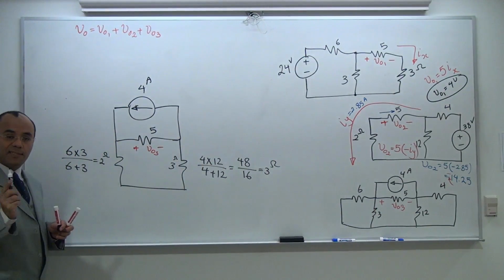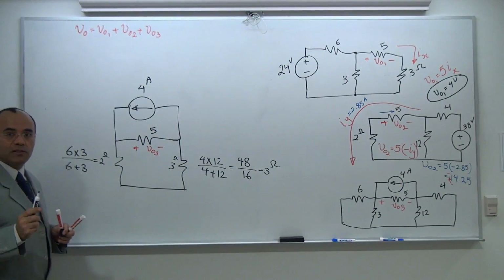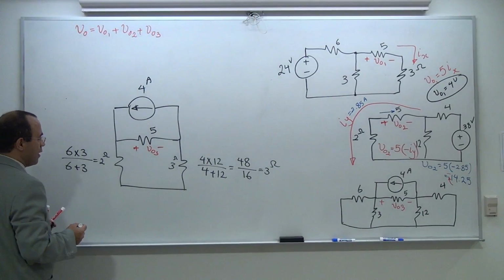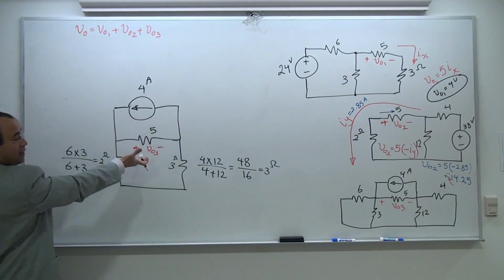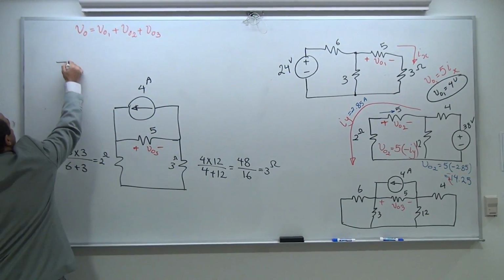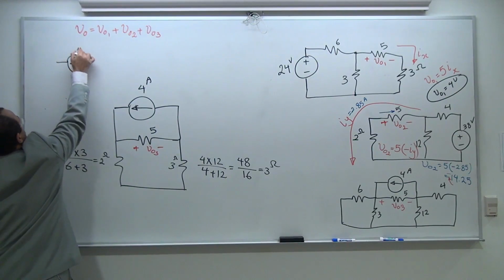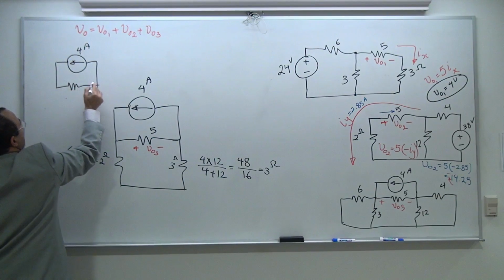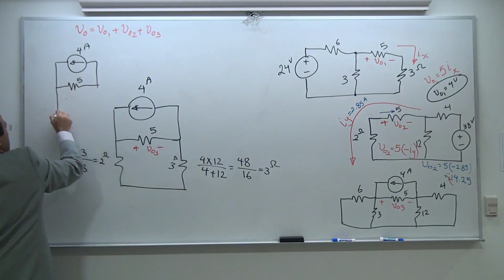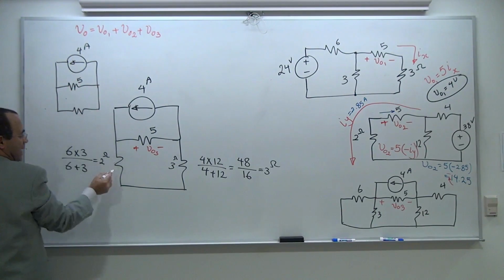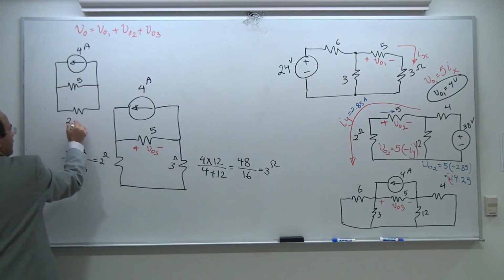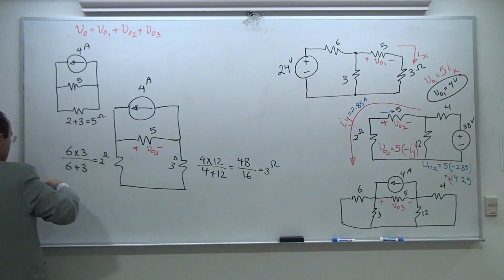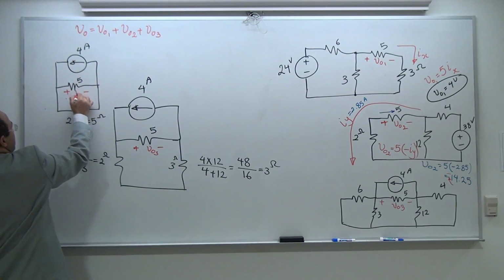Once again, I can see how to reduce this design. I can see 2 and 3 would be in series. Therefore, I'm still not touching the VO3. Therefore, I can actually reduce this design to 4 amp, 5 ohm, and since 2 and 3 are in series, that's going to be 5 ohm again, and my voltage of interest is VO3.